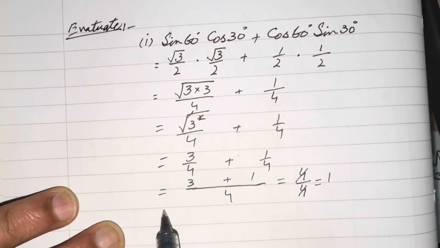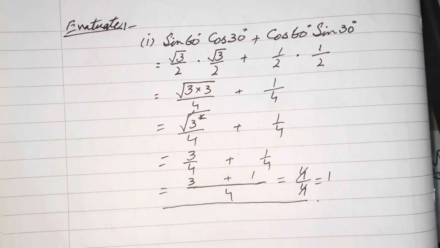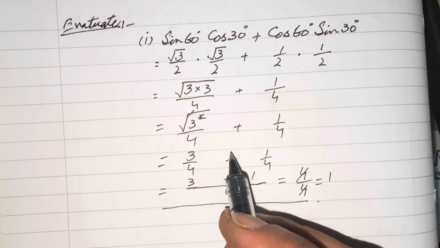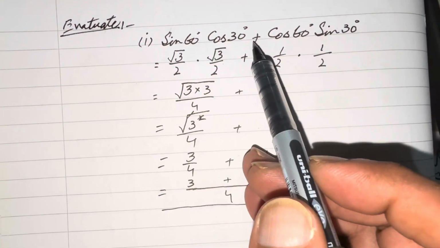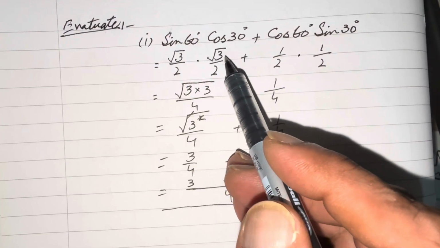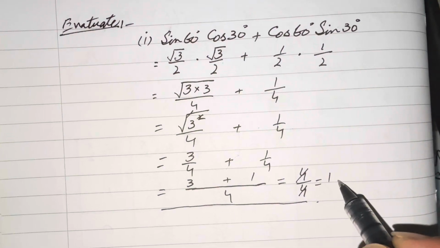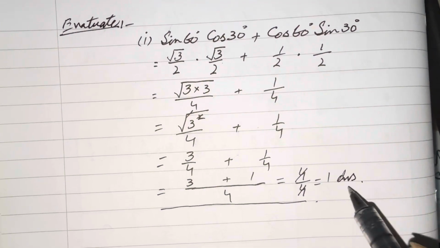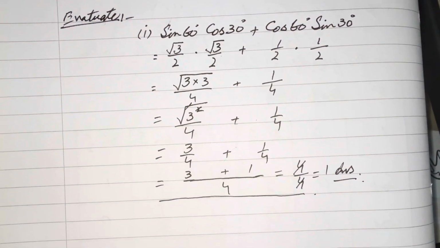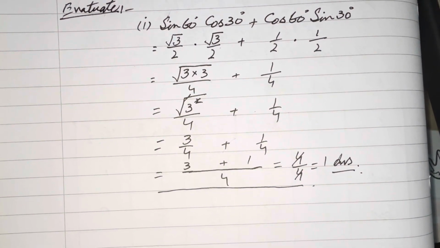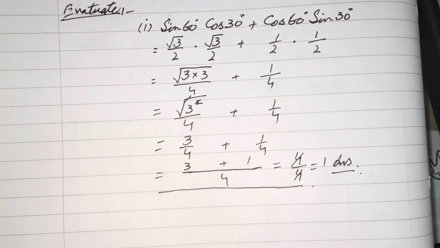So that's the simplest way that we can solve these kinds of expressions, as the trigonometric ratios are given and we put the values of trigonometric ratios, and after simplification we got the answer 1. So that's the answer 1. So this is the simplest way that without using the calculator we can solve these kinds of trigonometric ratios.